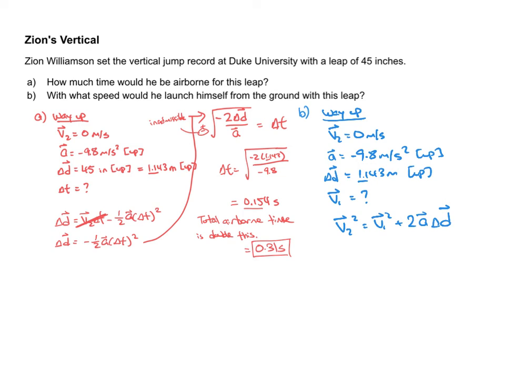And v2 is 0, so I'll just cross that out. Replace it with a 0. And I'm going to be solving for v1. Can you see how that works? We're going to first subtract 2a d from both sides, and then we're going to square root both sides.